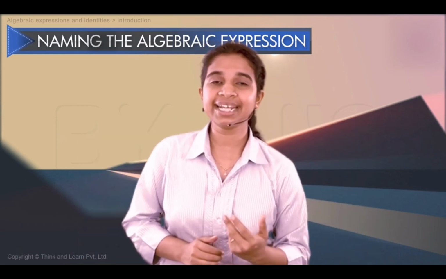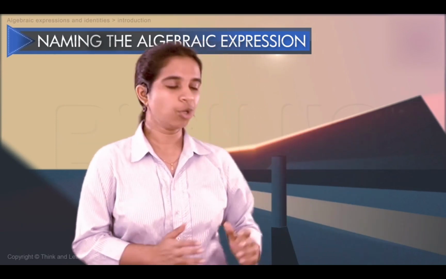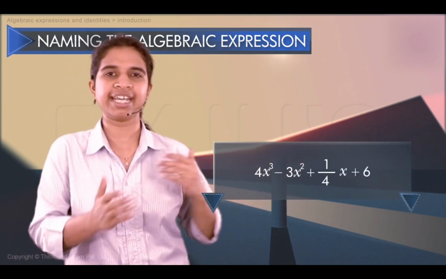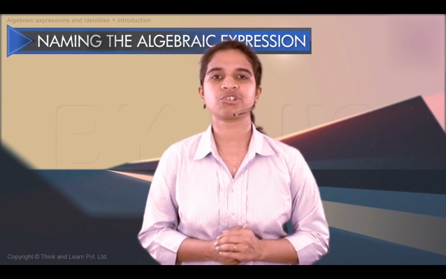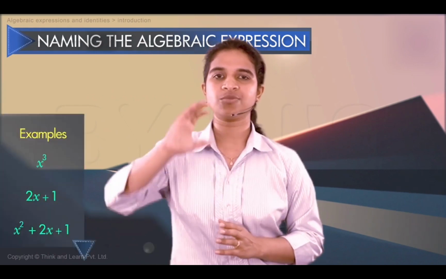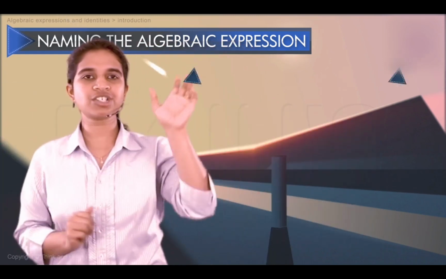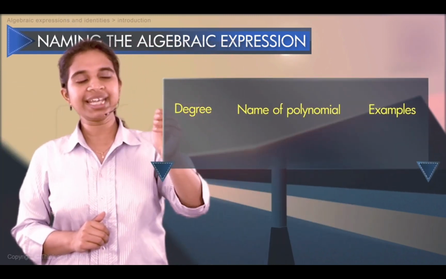Now, depending on the degree, again, you can have a set of names. If you look at the whole expression, there are 2 things, right? How many terms are there and what is the degree? That's where we look at the whole expression, right? So based on both of these, there are names. Based on the number of terms, we know monomial, binomial, trinomial, right? Now, based on degree, if the degree is 1, you call it a linear polynomial.